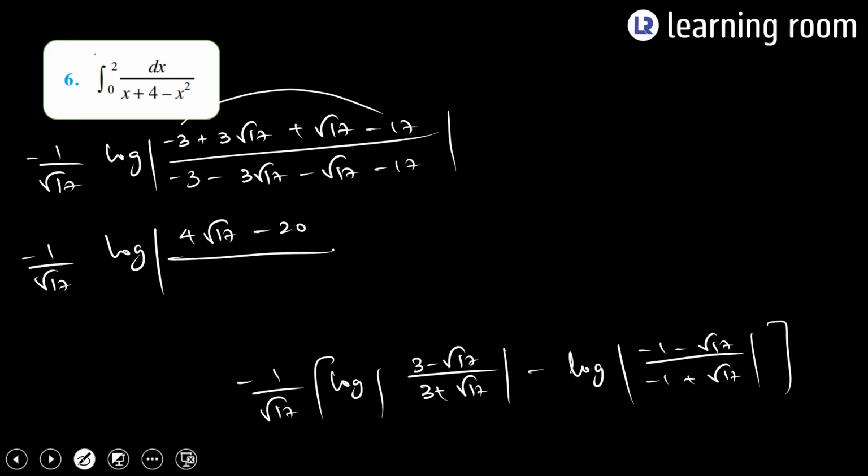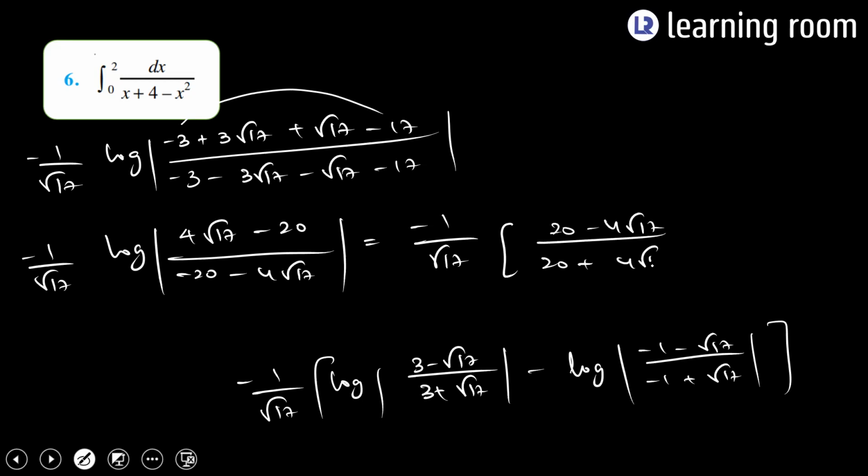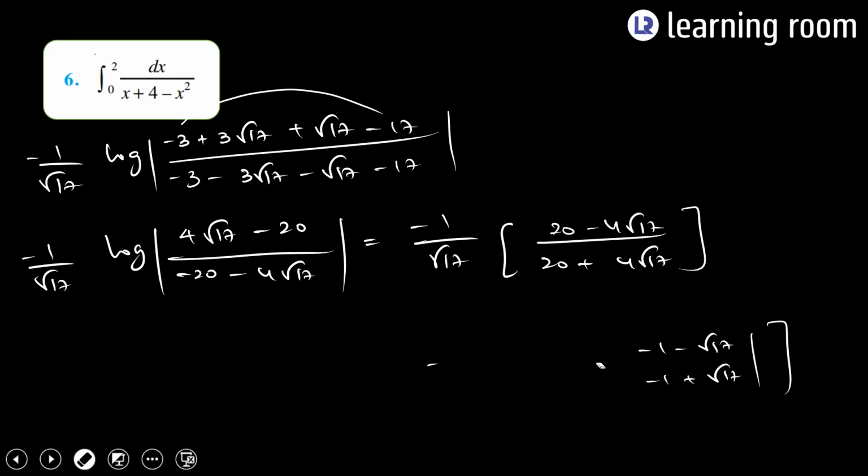What do you have? Minus 20 minus 4 root 17, right? Minus 1 by 17 log, generate it as 20 minus 4 root 17 by 20 plus 4 root 17. I took the minus sign outside and then you see. Okay, am I clear? See, I took the minus out inside the log. How will that come out of the log? Log of minus 1 is not defined at all.